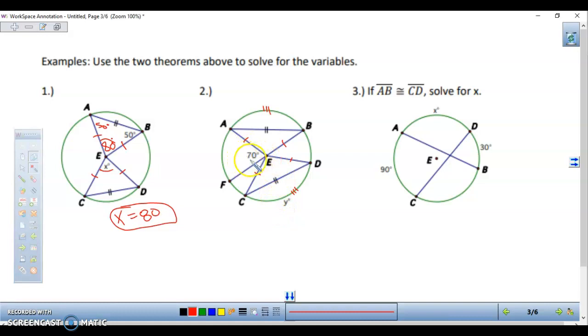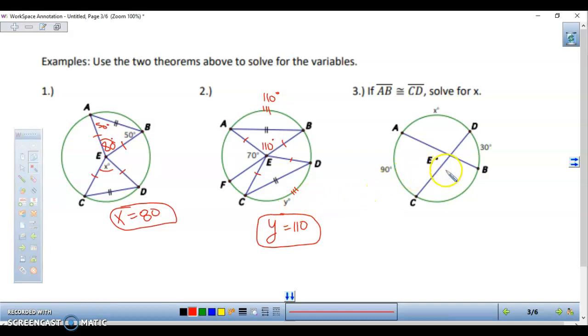And check it out. Here's what I know. This is a straight line. This is 70 degrees. That leaves 110 degrees here because they add to 180. And a central angle defines an arc's measurement. So this arc will measure 110 degrees. And if two arcs, AB and CD, have congruent chords, segment AB and segment CD, then the arcs themselves are congruent. So y will be 110 as well.